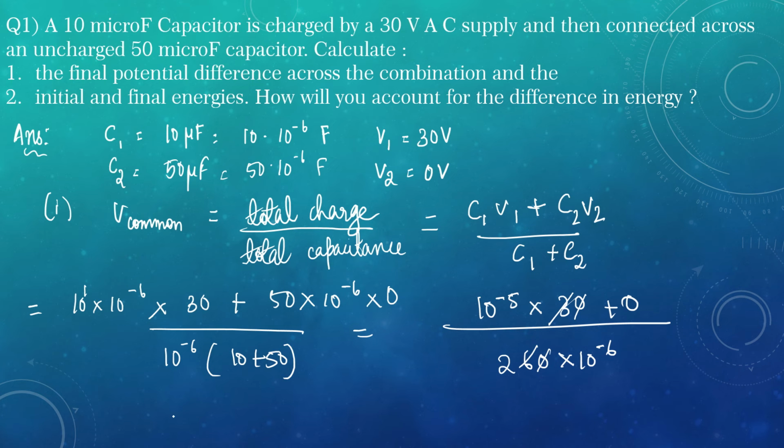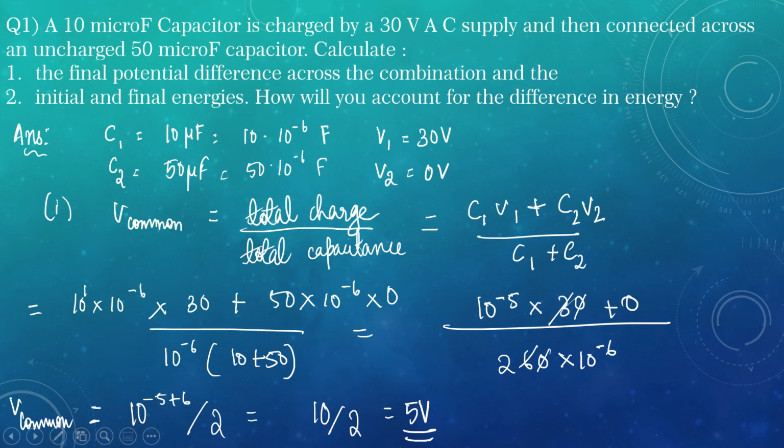So the common potential, V common, will be 10 raised to minus 5 plus 6 by 2, so that is 10 by 2, 5 volt. So the final potential difference across the combination, V common, will be 5 volt. That is the first question.